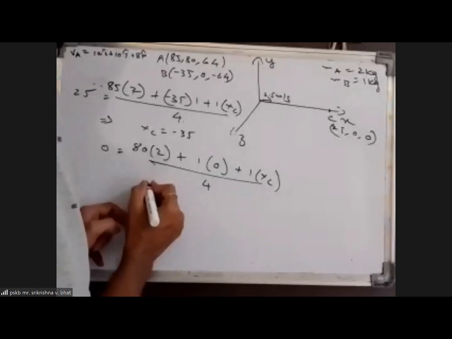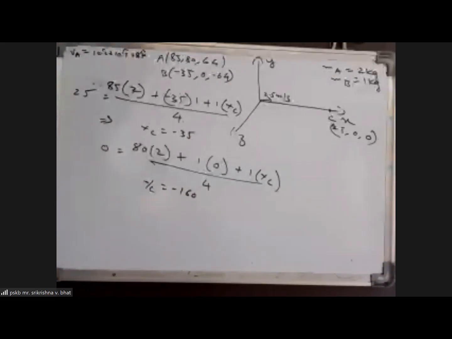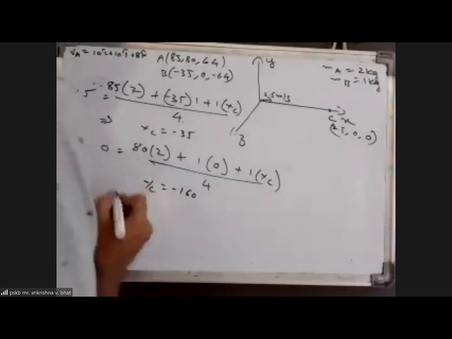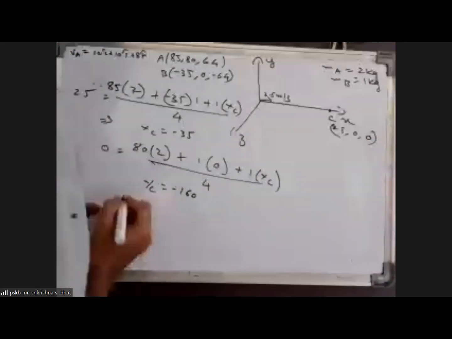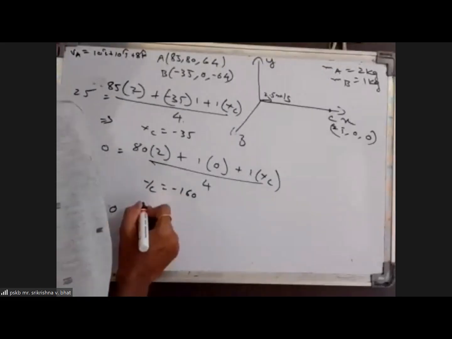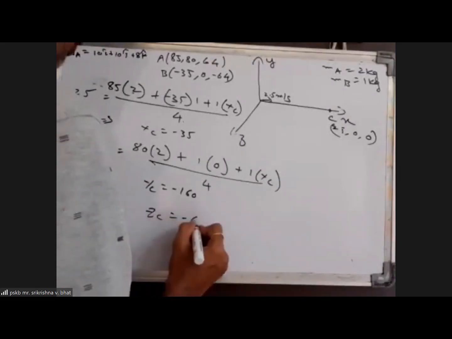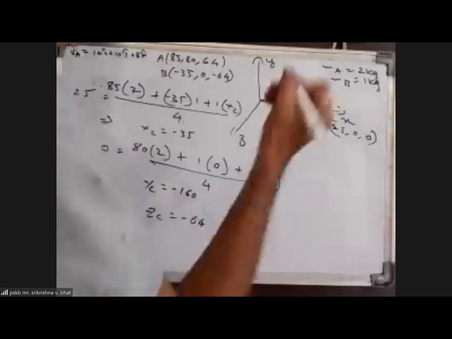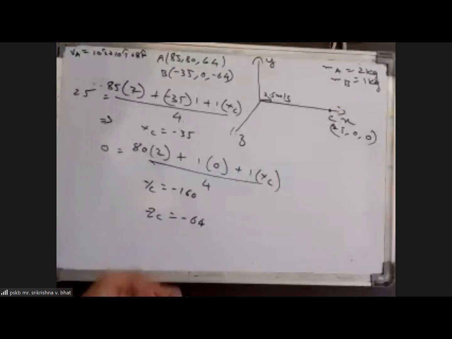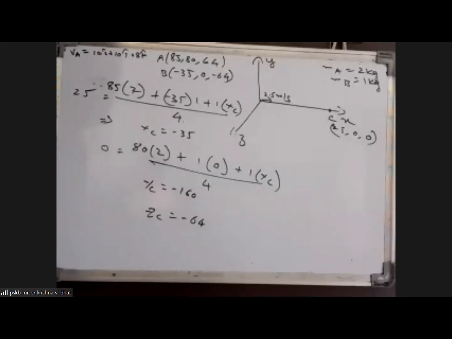YC comes out to be minus 160. Okay, and then we can find ZC. The z coordinate of the center of mass is 0. ZC comes out to be minus 64. So we have got the three coordinates of C: XC, YC, and ZC. Minus 35, minus 160, and minus 64.